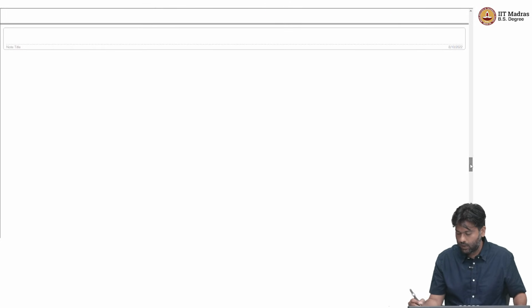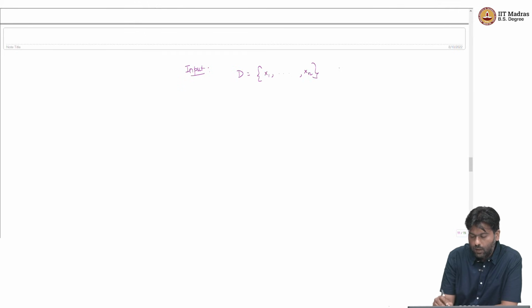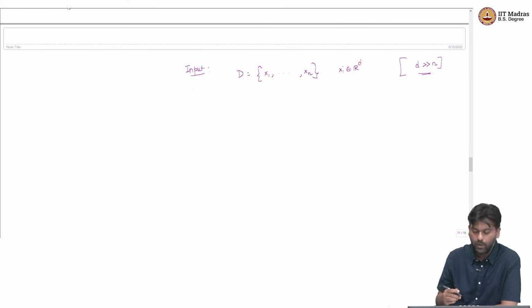So, now here is the algorithm that we are proposing. Our input is just the data set D, which is x1 till xn, where all xi's are in R^d, and the assumption is that d is much larger than n, right. So, this is the setup that we are in. If we have too many features, that is where the time complexity is a problem.